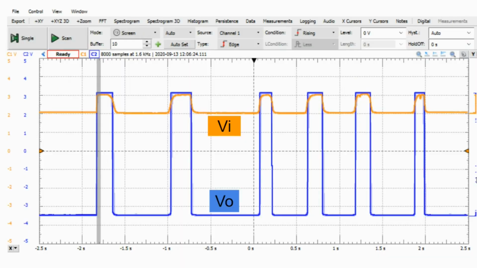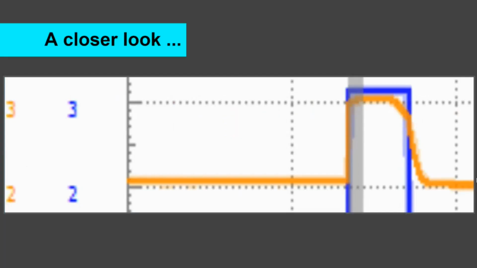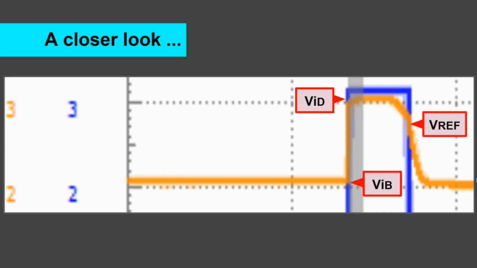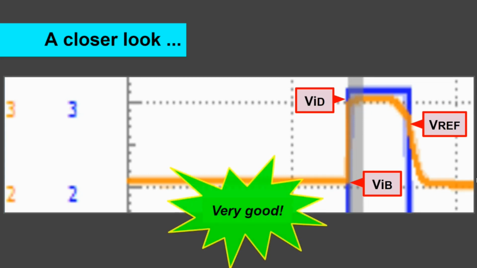Notice from the screenshot that Vi, the orange line, varies from around 2 volts to 3 volts. You will also see the change in the output. The blue line happens when Vi is around halfway between 2 volts and 3 volts. If we take a closer look, we will see that the maximum voltages of the LDR and the reference voltage have values that are close to what we have calculated in the previous slides. So there you have it, a good design of an op-amp comparator circuit.